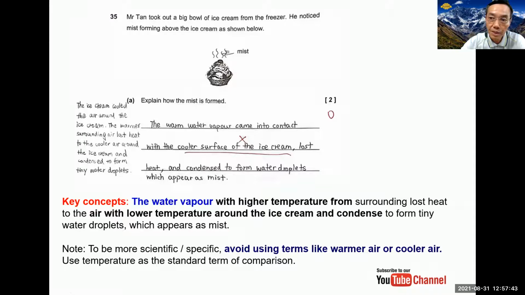So we can use live examples to show students the effects of condensation. For example, just now as I blew into my cup of hot tea, we can't see the vapor actually, but we can see the effects. The warmer water vapor comes into contact with the cooler surface of my glass, lost heat and condensed to form tiny water droplets, which form the fogging.